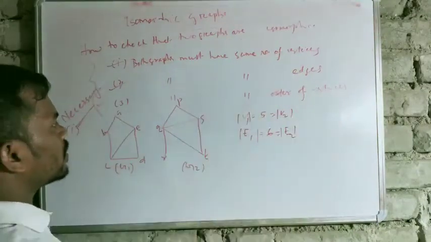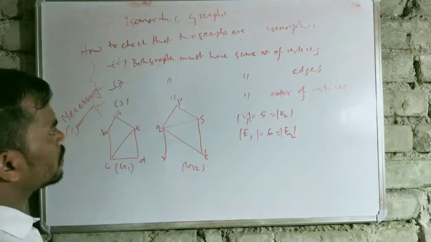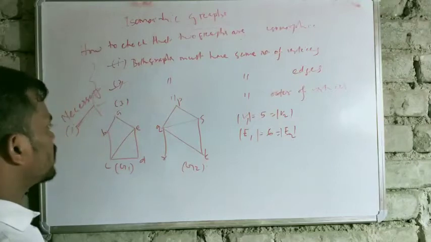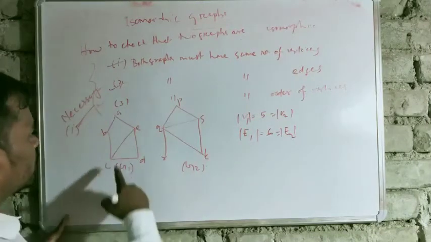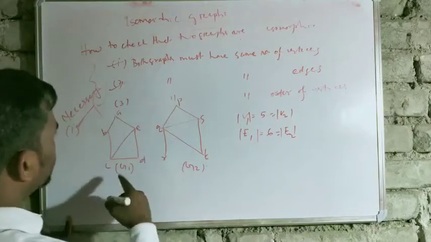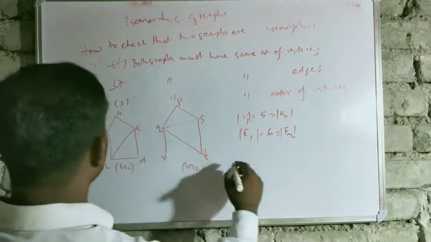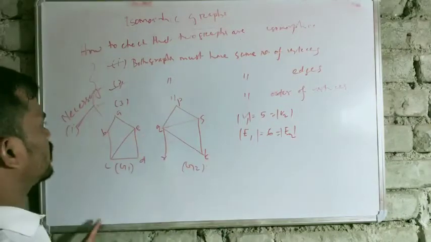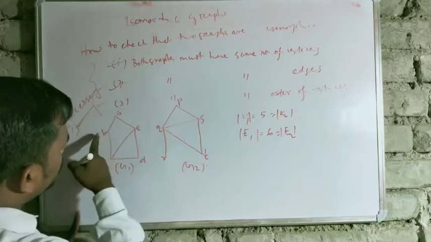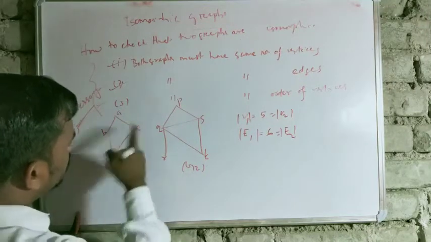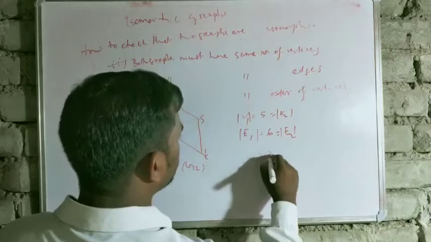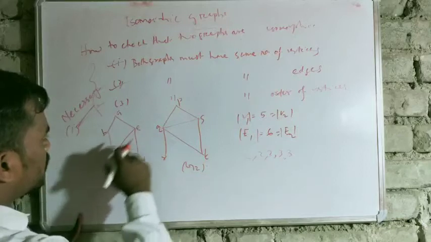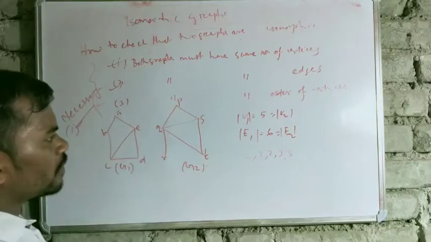So if you go for the third one, that means they have the same order of vertices. Same order of vertices means if you find the order of each vertex, then what will be the order here? For A, B, C, D, E, I am writing serially, or you can write the orders of the vertices in increasing order. Okay. So this is 2, 2, 3, 2, 3. So if you write in order, this will be 2, 2, 2, 3, 3, because there are two vertices of order 3 and three vertices of order 2.